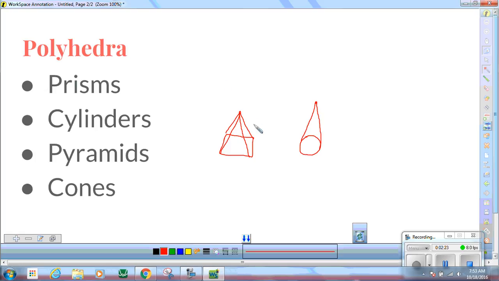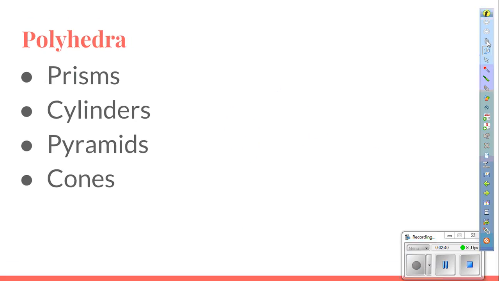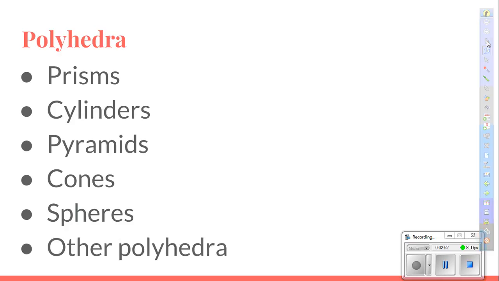Again, just like with the prisms, pyramids are named by their base. So it can be a rectangular pyramid, a triangular pyramid, a trapezoidal pyramid, a hexagonal pyramid. The name of the shape at the bottom plus pyramid, that's how we name those. We also have the fully round shape, spheres, the 3D circle. No corners, no edges, everything's round, nice big ball. And then we are going to talk about a couple of other polyhedra here at the end, some special ones that you may run into.